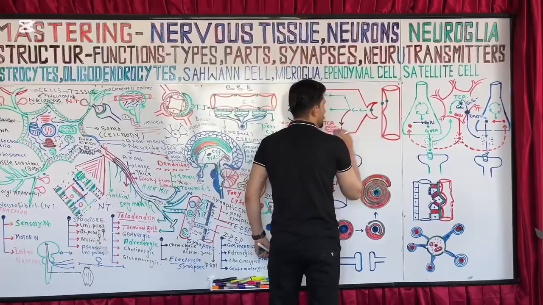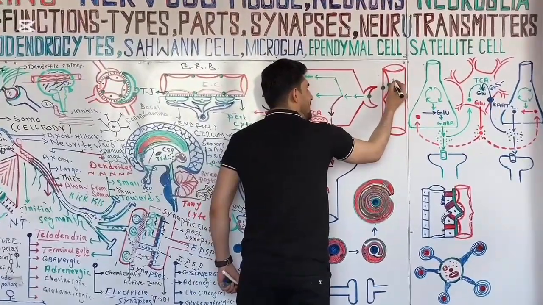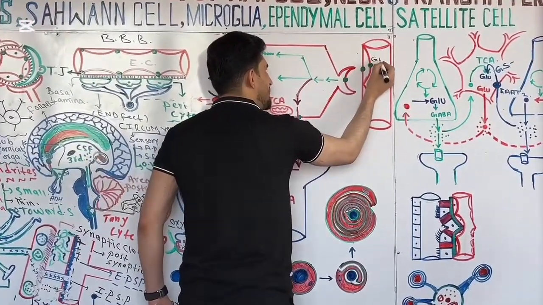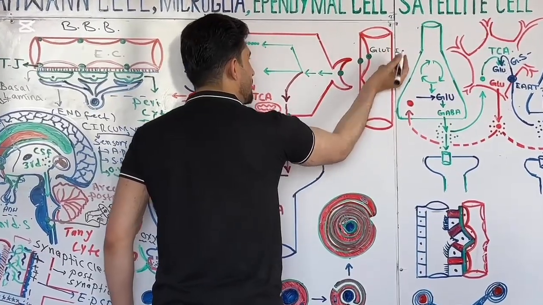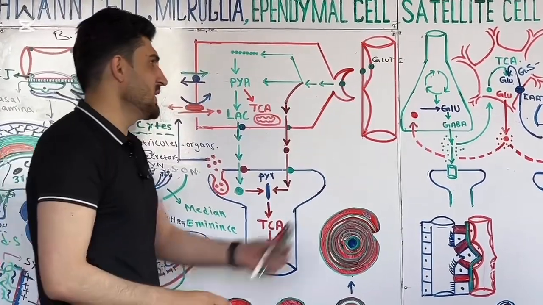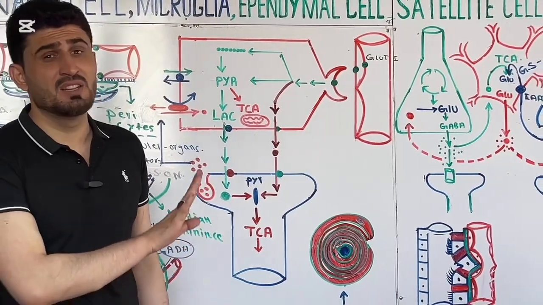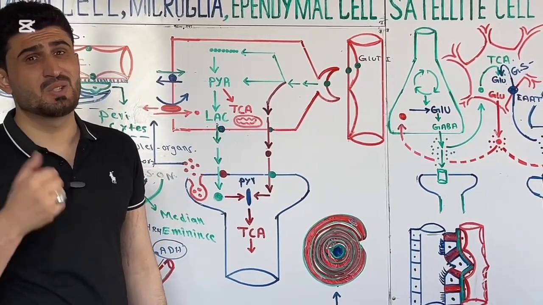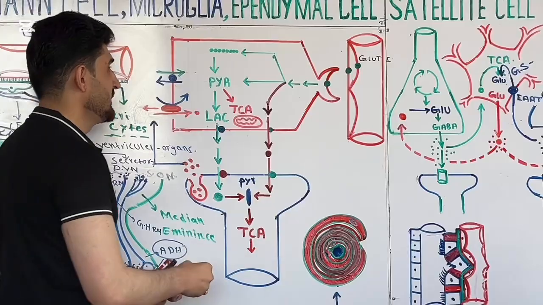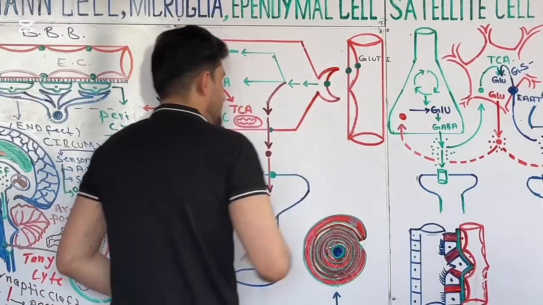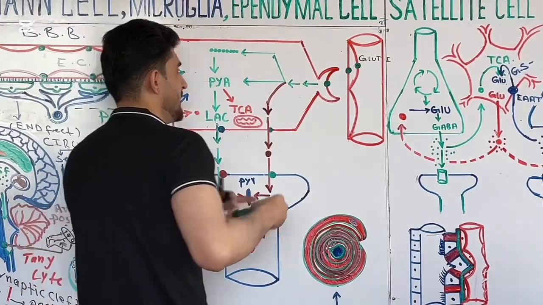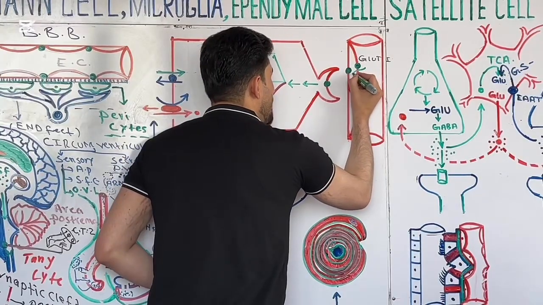In the endothelial cell, we have a transporter called GLUT1, glucose transporter type 1, and these transporters are insulin independent. They do not need insulin. So glucose will enter the endothelial cell through GLUT1.